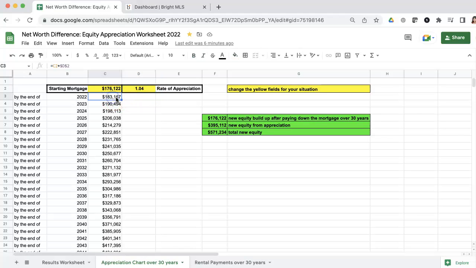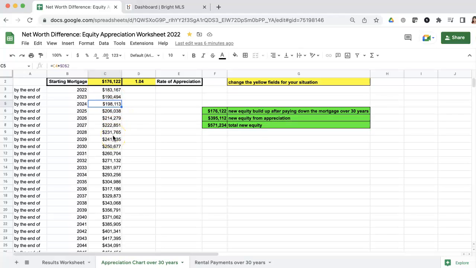So you can see after just 1 year, the house price that started at 176 is now worth 183, goes up to 190, 198. So you can see it's appreciating by $7,000 or $8,000 per year. And it just goes up and up and up. And because it's compound interest, between these two years, that's a $13,000 increase. That's because you're earning appreciation on the new base amount.